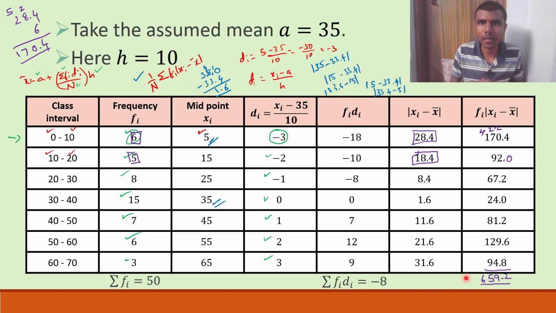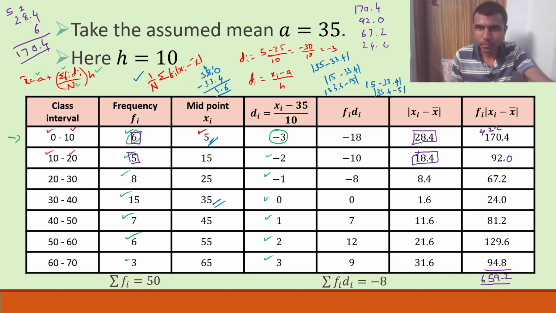I wanted to make sure, because in exam you might remember the answer, and also it could be possible that you make mistakes. It would be nice if you can write these numbers in a nice straight order and do it, not a little crisscross like how you can write it. See, in exam you can do this, like 170.4 and then 92.0. This will make sure that you won't do any mistakes. 67.2, I did it directly here, and then 24.0. Like this you can write the remaining and add. This will make sure that the chances of you doing mistakes will be low. Okay, this one I'll erase because it is there in the PowerPoint. So sigma fi into mod xi minus x bar is 659.2.